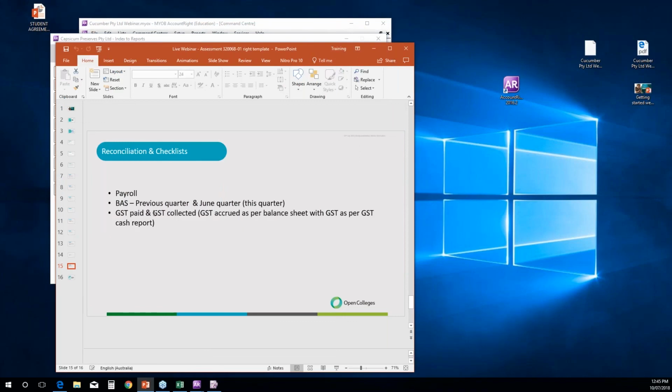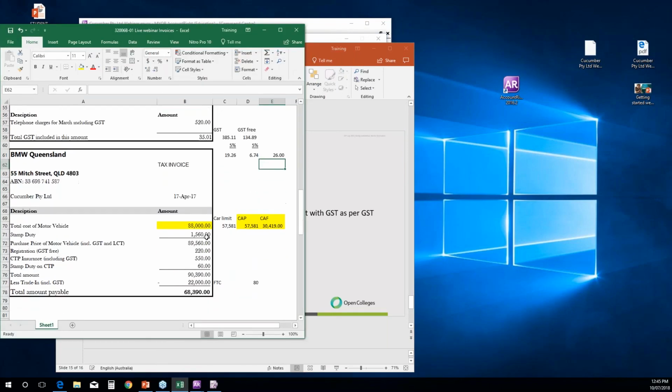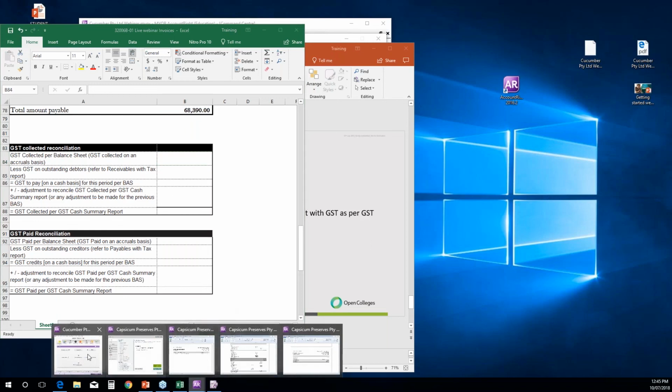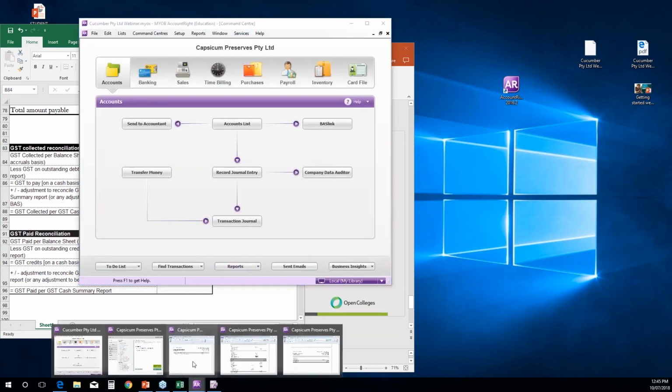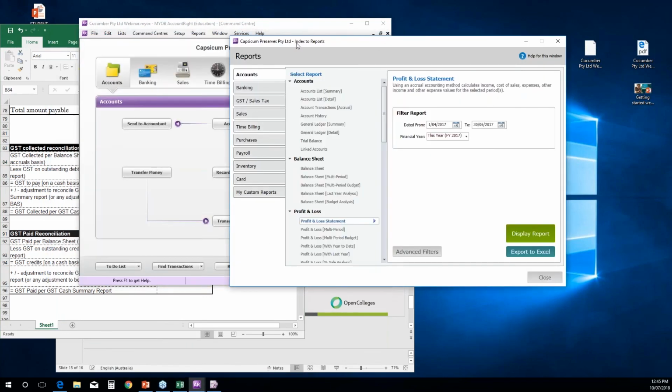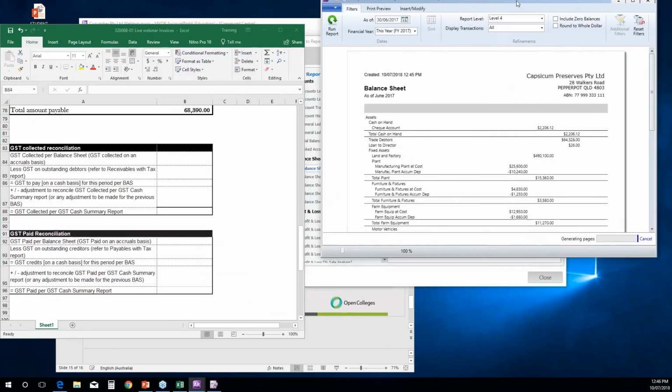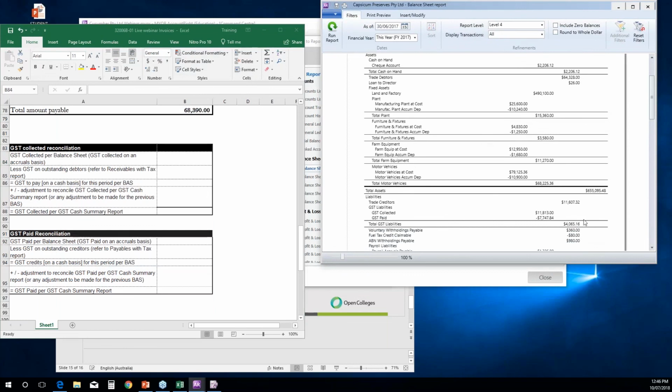GST paid and collected, I will do this and then finish the webinar. I will show you. So we are reconciling GST as per balance sheet accrual basis with the GST on cash basis. In MYOB, you will first have to go to the balance sheet and extract GST on accrual basis. So here you go, GST on accrual basis.